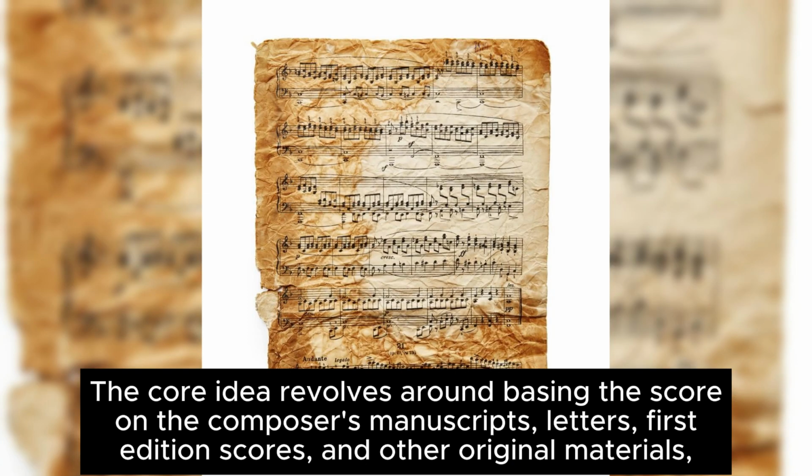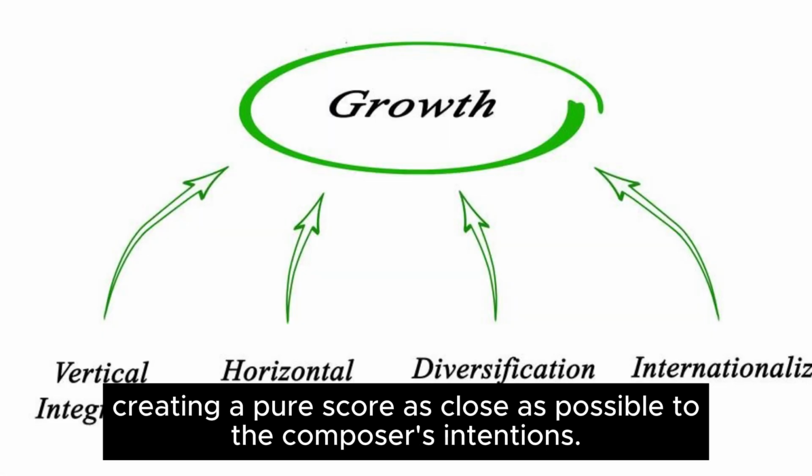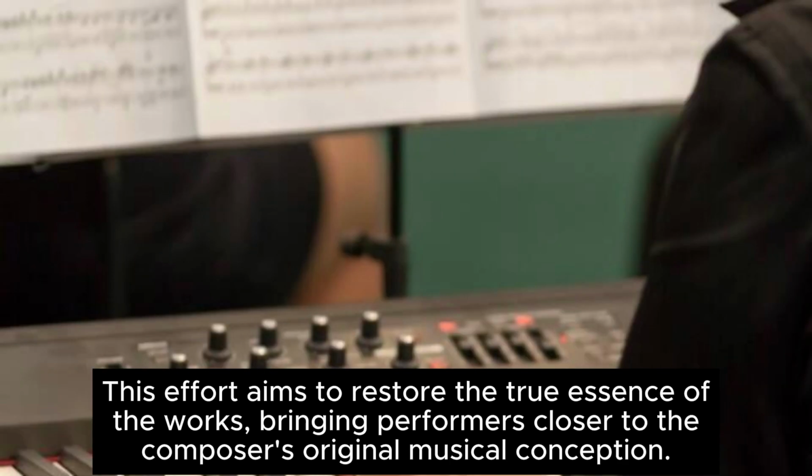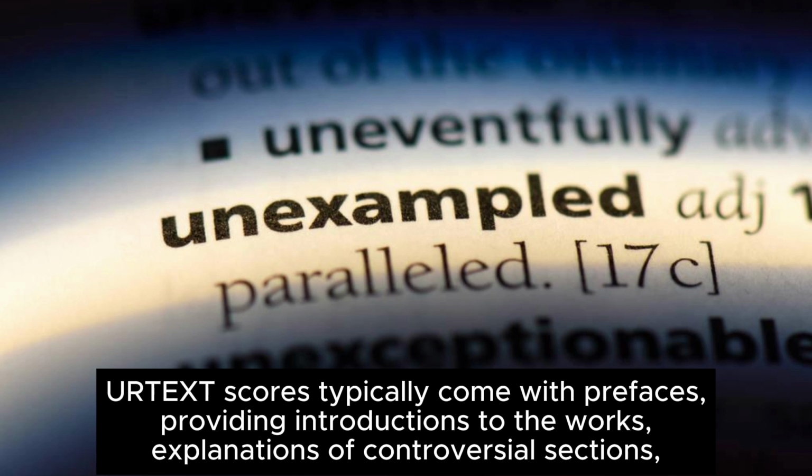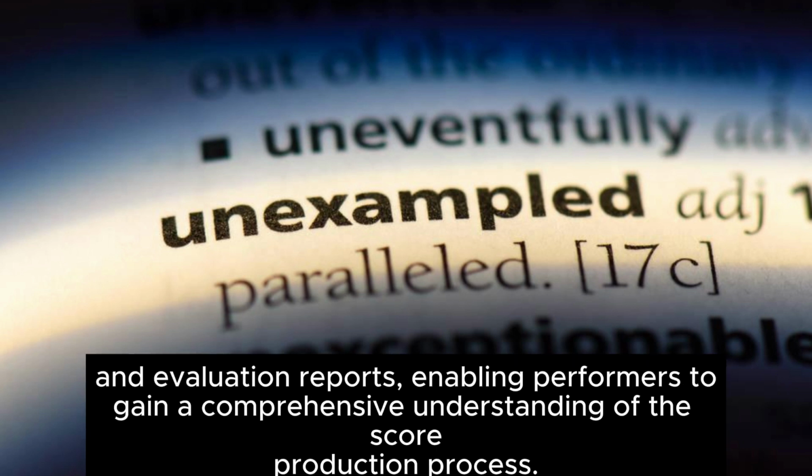The core idea revolves around basing the score on the composer's manuscripts, letters, first edition scores, and other original materials, creating a pure score as close as possible to the composer's intentions. This effort aims to restore the true essence of the works, bringing performers closer to the composer's original musical conception. Urtext scores typically come with prefaces, providing introductions to the works, explanations of controversial sections, and evaluation reports, enabling performers to gain a comprehensive understanding of the score production process.